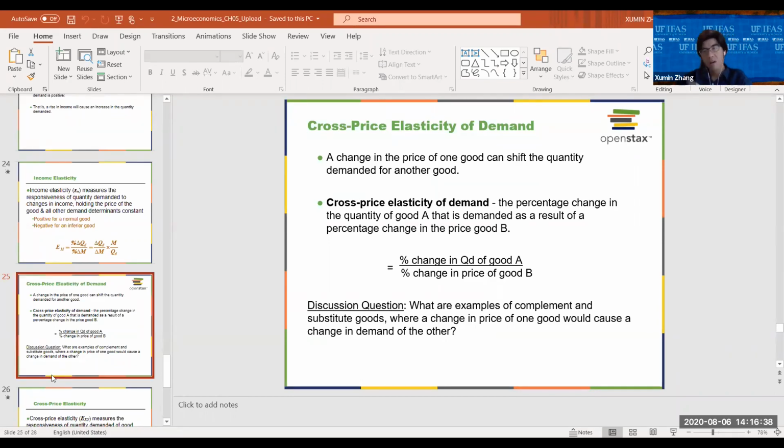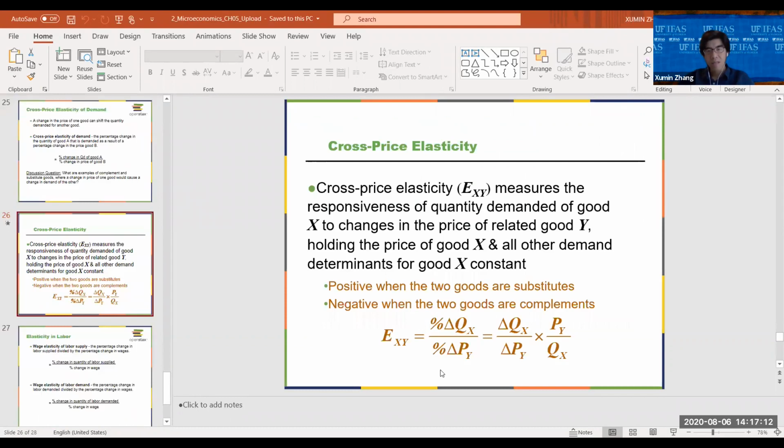But also we can see that if they go in the opposite direction, that means they are complement goods, like ketchup with fries. So this is a quick example, and this is the formula. We have mentioned positive when substitute, negative when complement. Again, E stands for elasticity, and XY is the cross price, the relationship or correlation between two goods.